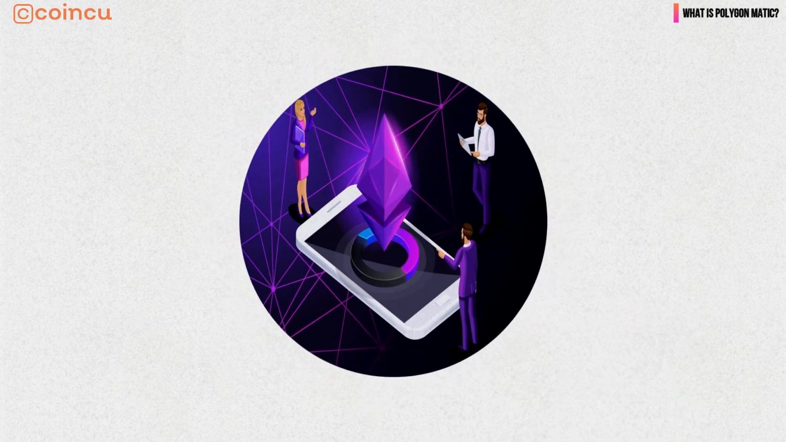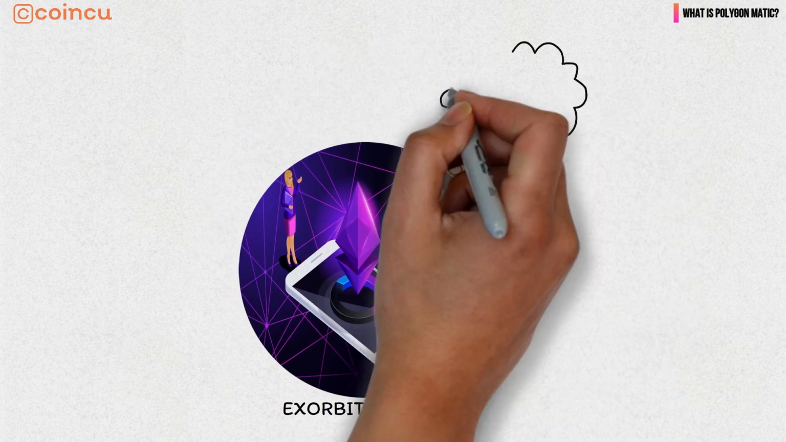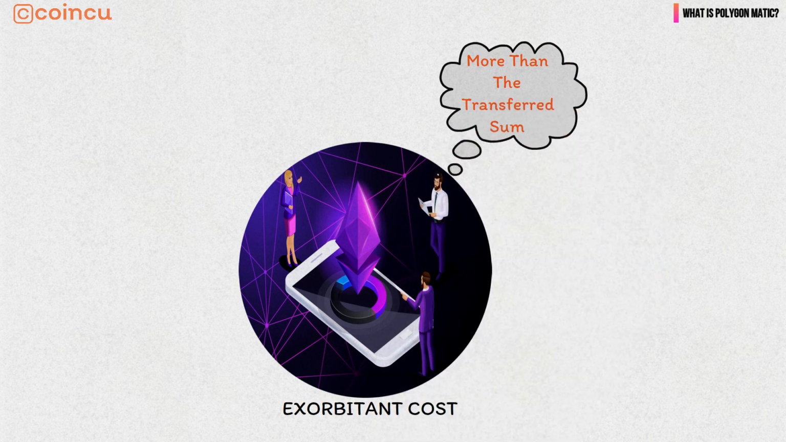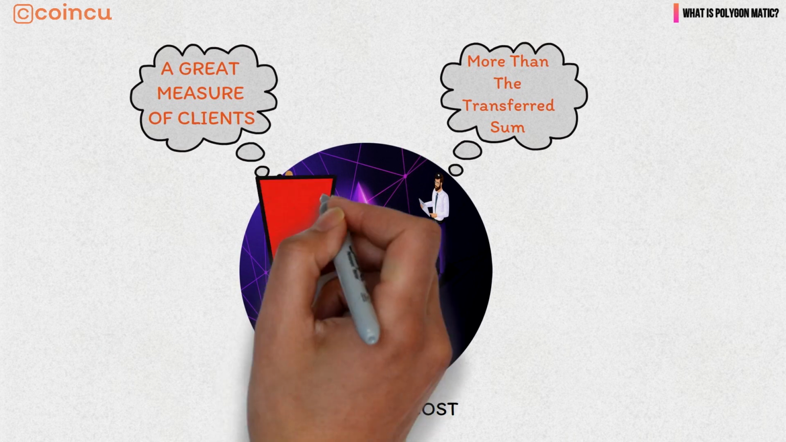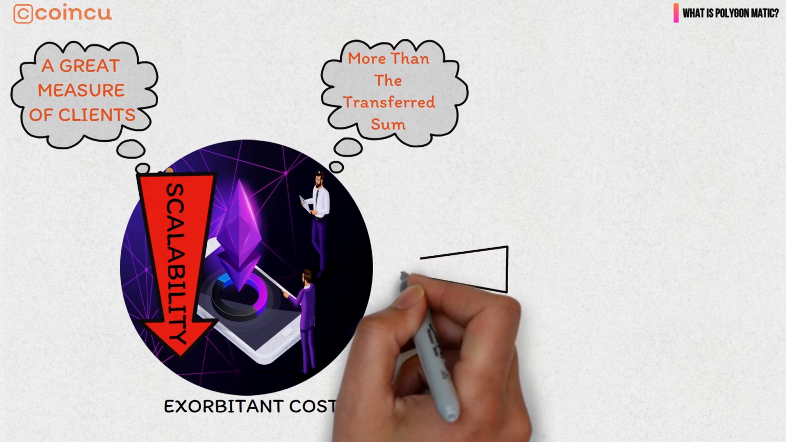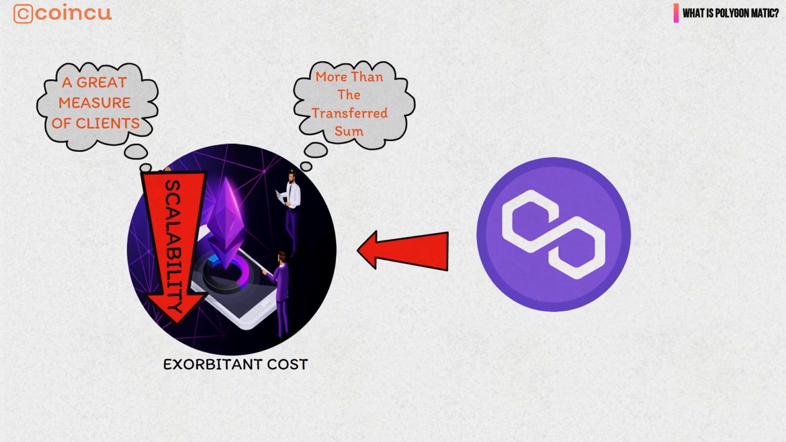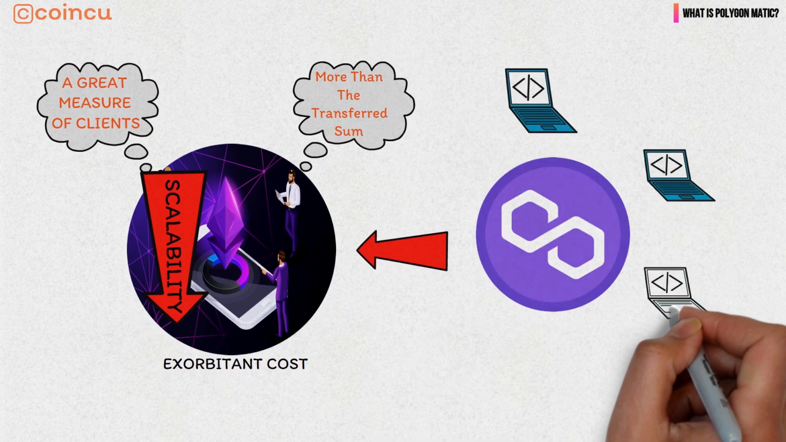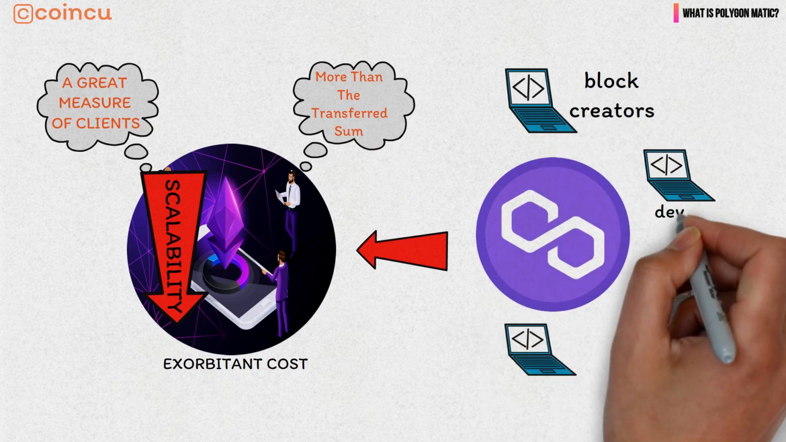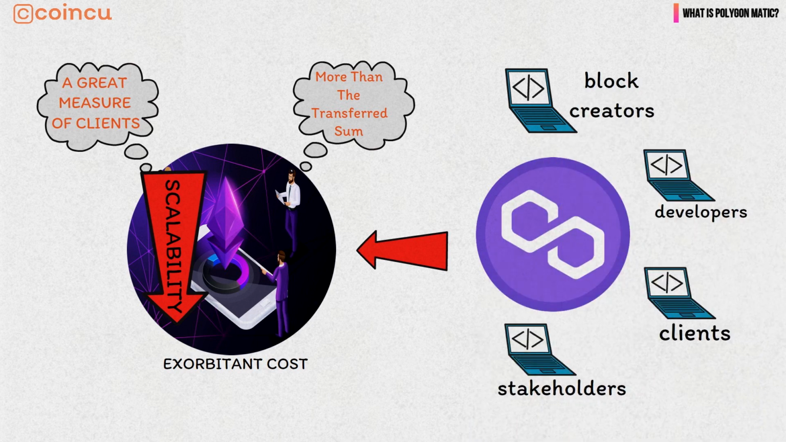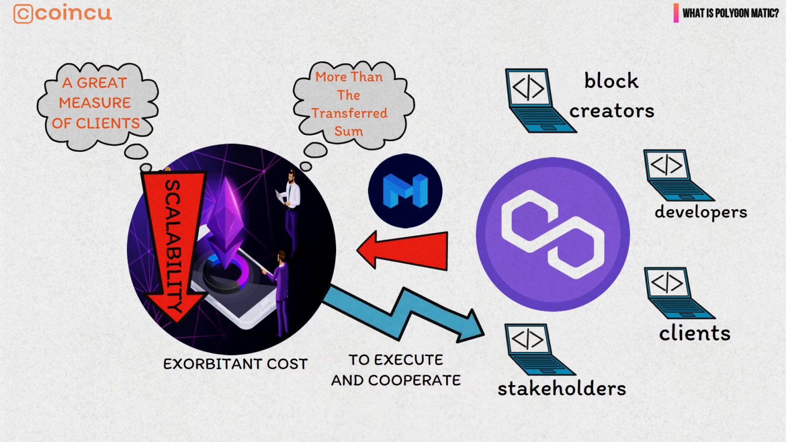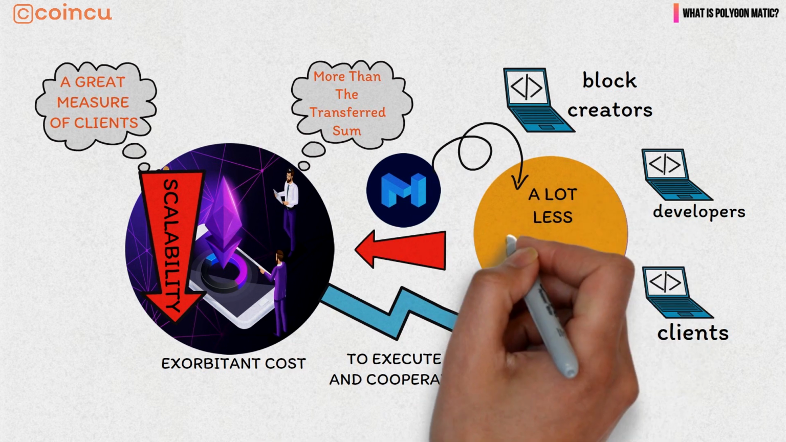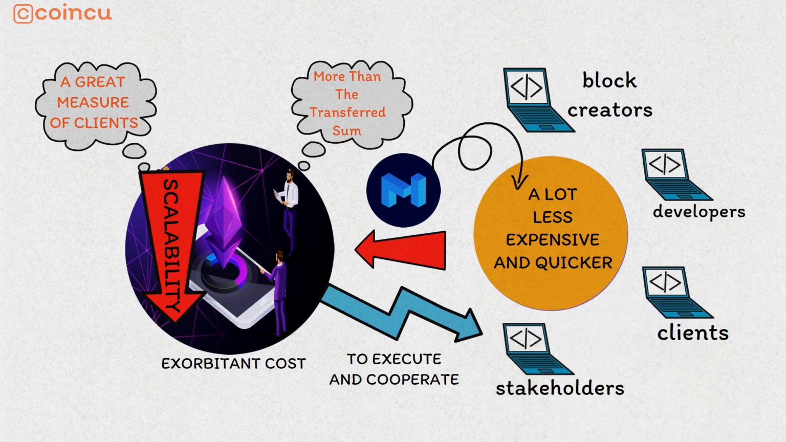However, Ethereum's fast adoption results in exorbitant cost, with exchange charges often costing more than the transferred sum. This is because Ethereum has a great measure of clients using the network, which remarkably brings down exchange scalability. In such cases, Polygon Matic is used to resolve the issues. The Polygon system comprises numerous members, including block creators, developers, clients, and stakeholders. Polygon clients utilize the Matic sidechain to execute and cooperate with different Ethereum-based decentralized apps. It is to be noted that Matic is a lot less expensive and quicker than other networks.